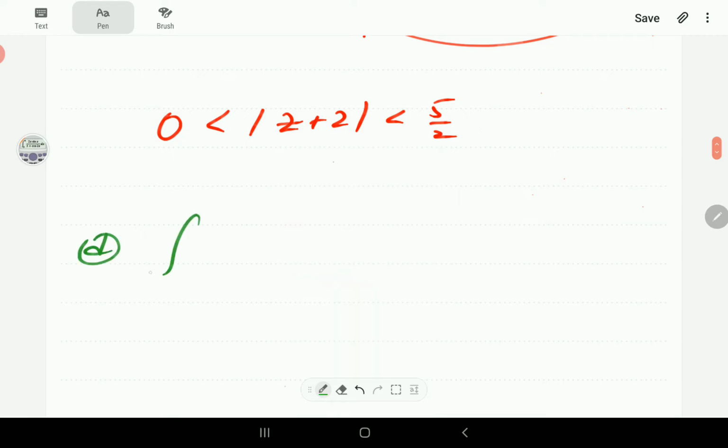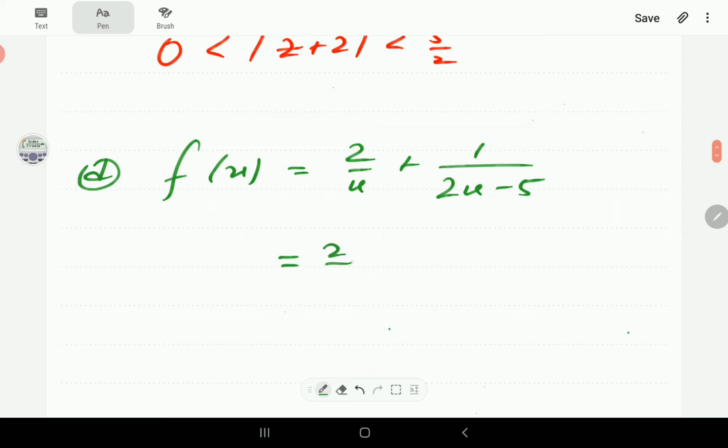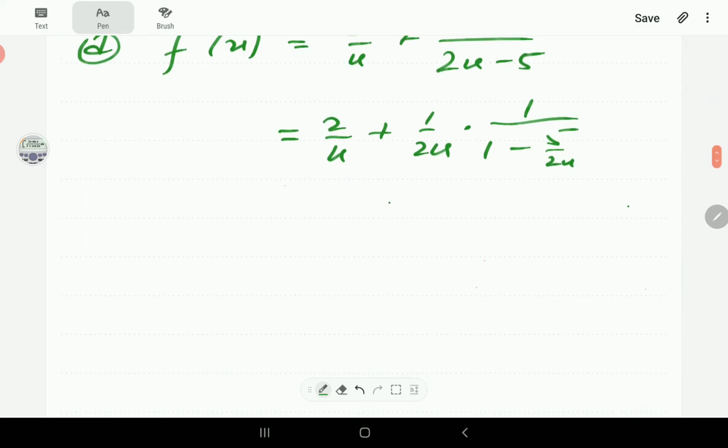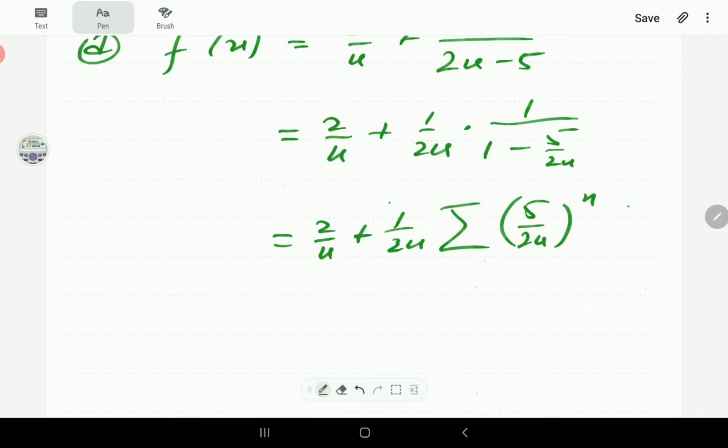So in D we have got f equal to 2 over u plus 1 over 2u minus 5. So this time we are going to factor out 2u in the denominator. So this is going to be 1 minus 5 over 2u. So this is going to be 2 over u, plus 1 over 2u, times the summation of 5 over 2u to the power n.